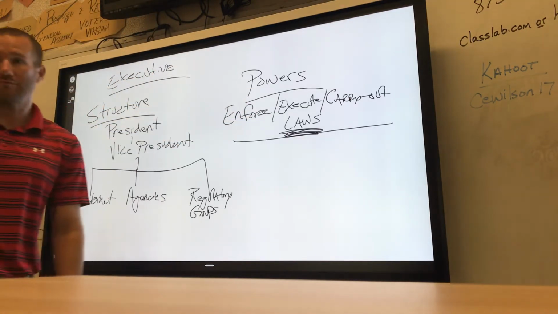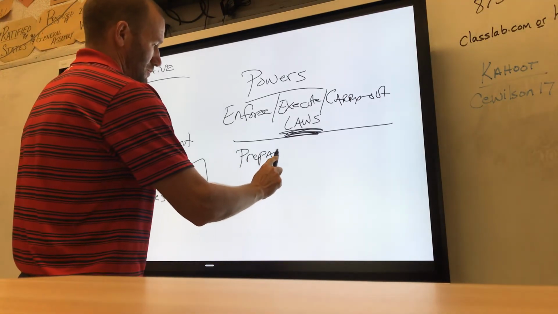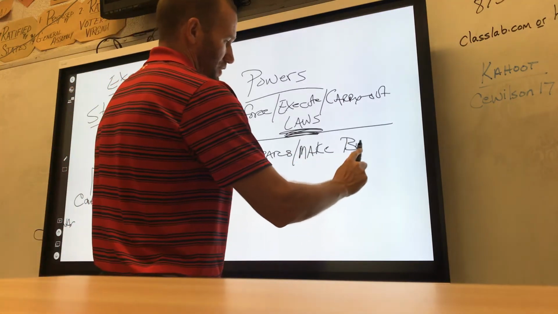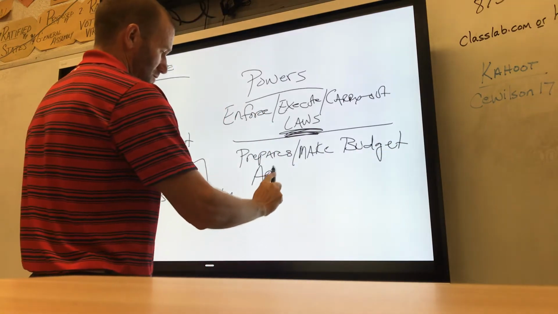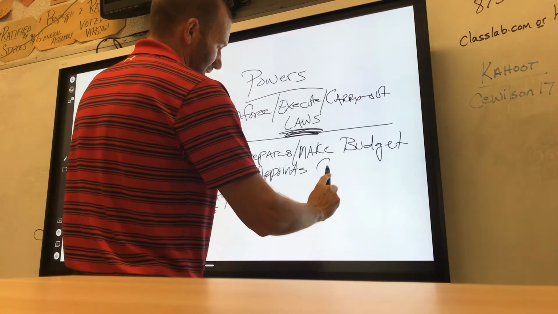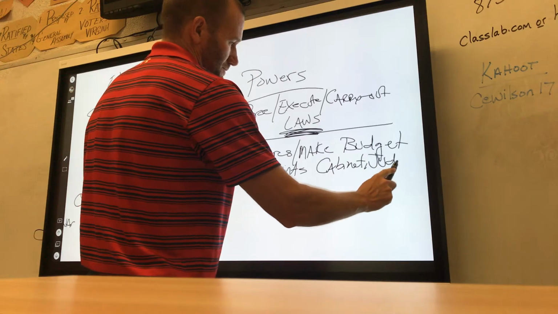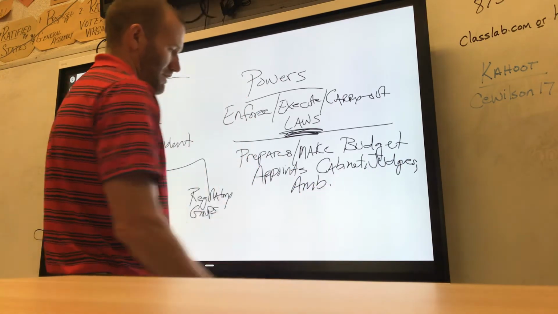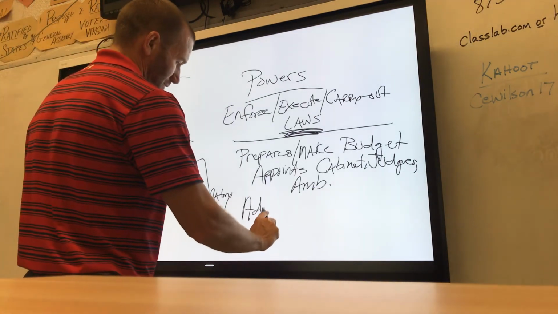What else can the executive branch do? Prepares and makes the budget. Prepares means to make. Appoints cabinet officers, federal judges, and ambassadors. And then the last one says administers federal bureaucracy.